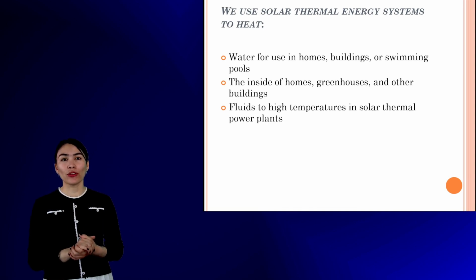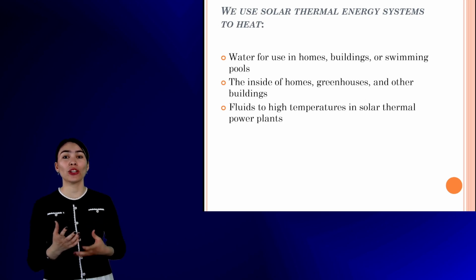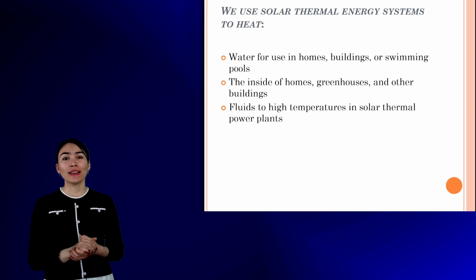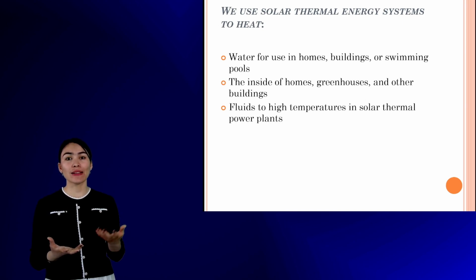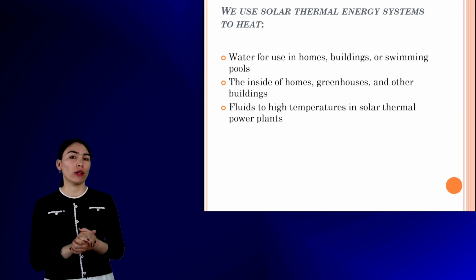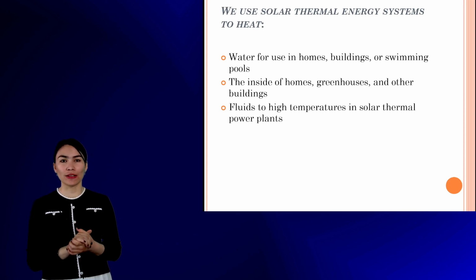So how do we use solar thermal energy systems to heat, and for what purposes? Firstly, we use solar energy to heat water for use in homes, buildings, or swimming pools. The next one is to heat the inside of our homes, greenhouses, or other buildings. And the third purpose is to heat fluids to high temperatures in solar thermal power plants.